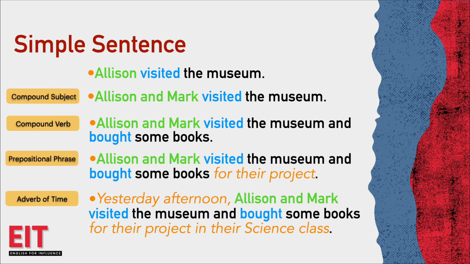So you can see that a simple sentence can be long. But what makes it simple is not because it's short, but because it only has one independent clause. It only has one subject and one verb. Okay?